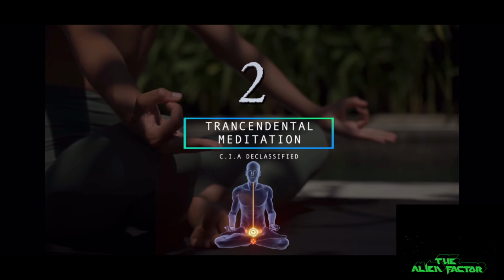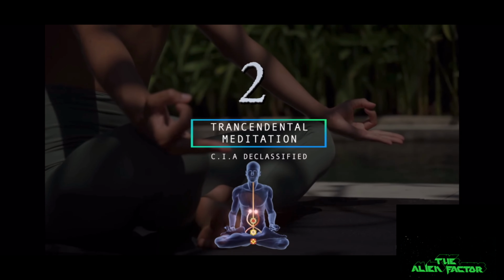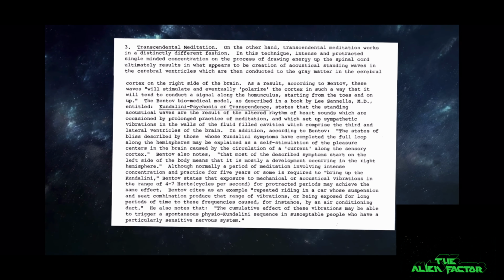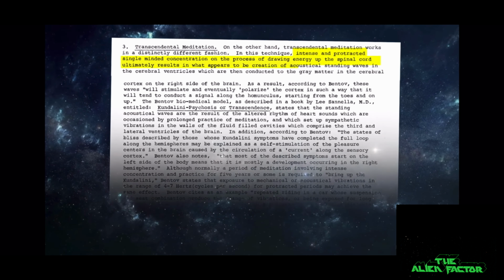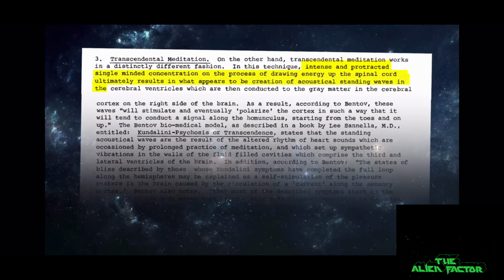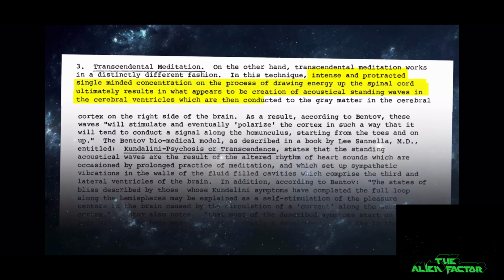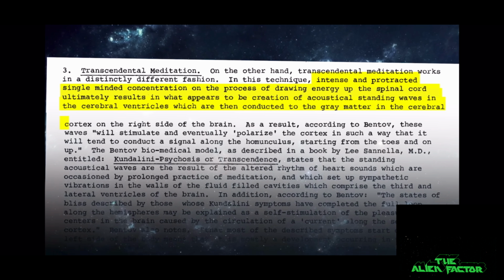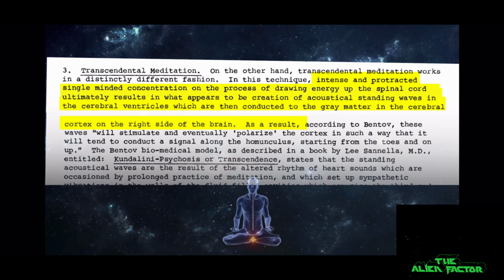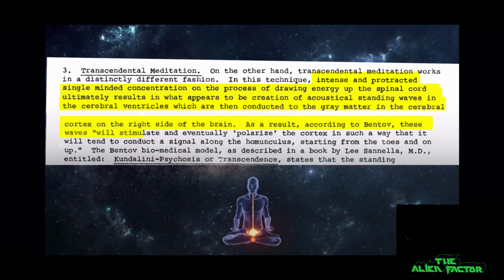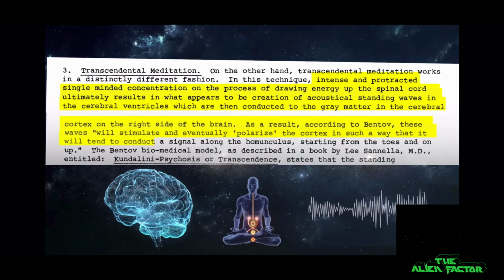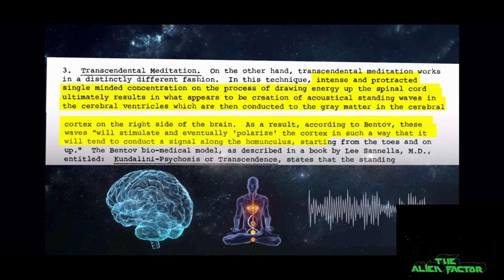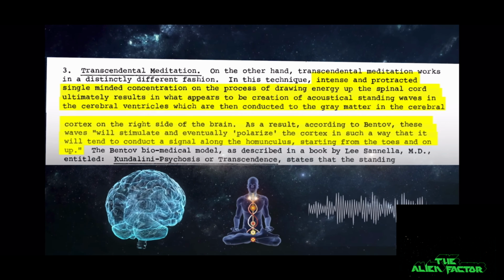Transcendental meditation works in a distinctly different fashion. In this technique, intense and protracted single-minded concentration on the process of drawing energy up the spinal cord ultimately results in what appears to be creation of acoustical standing waves in the cerebral ventricles, which are then conducted to the gray matter in the cerebral cortex on the right side of the brain. As a result, according to Bentov, these waves will stimulate and eventually polarize the cortex in such a way that it will tend to conduct a signal along the homunculus, starting from the toes and on up.